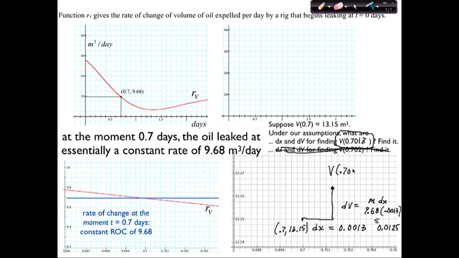Do you know? Just express it, right? I'm not asking you to calculate any numbers in your head. It would be 3.15 plus the mdx, plus the 9.68 times 0.0013. Right, so it's going to be the initial volume plus the change, which is this down here.